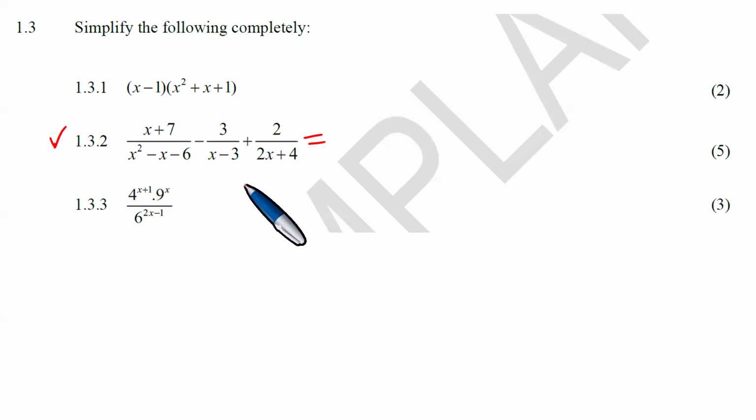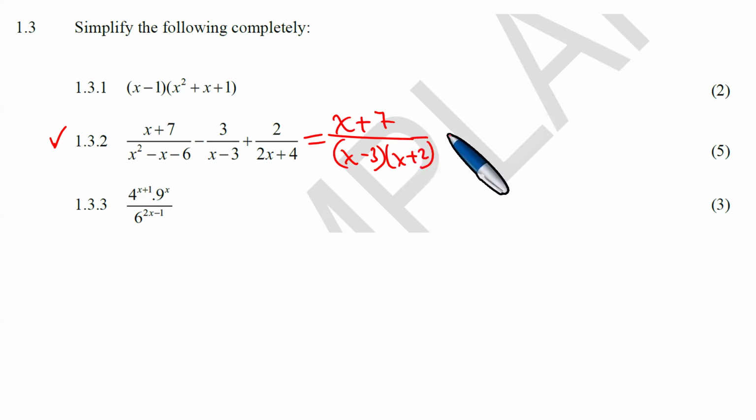It's a difficult thing, a little bit, right? What do you think we do? First things first, you always factorize the denominator of each of these. So you have x plus 7 all divided by x minus 3, x plus 2, minus 3 divided by x minus 3, plus 2 divided by 2 times the bracket x plus 2.